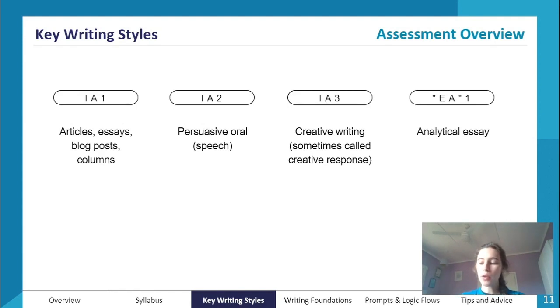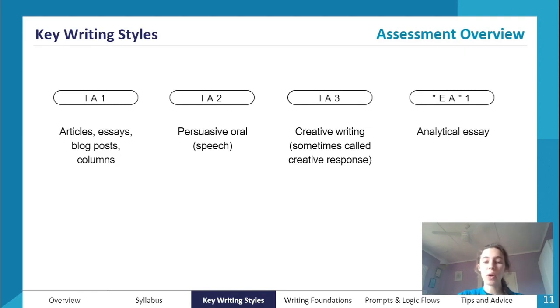So a bit of an overview of the assessment for your year 11 and year 11. So IA1, IA2 are probably complete with where you're at the moment. And depending on where you're at, you could have already completed IA3, maybe you're about to start it. And then the analytical essay could be either next term in term three, or it could be in term four, depending on how your school works.